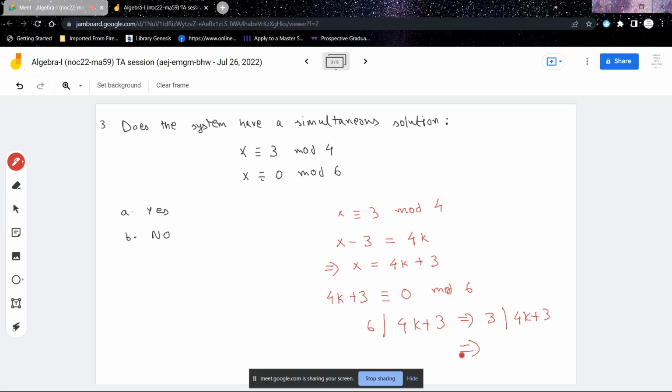This is a contradiction, because 4k plus 3 is odd, and therefore 6 cannot divide it. That's a better solution. So 6 cannot divide 4k plus 3 because it's odd.